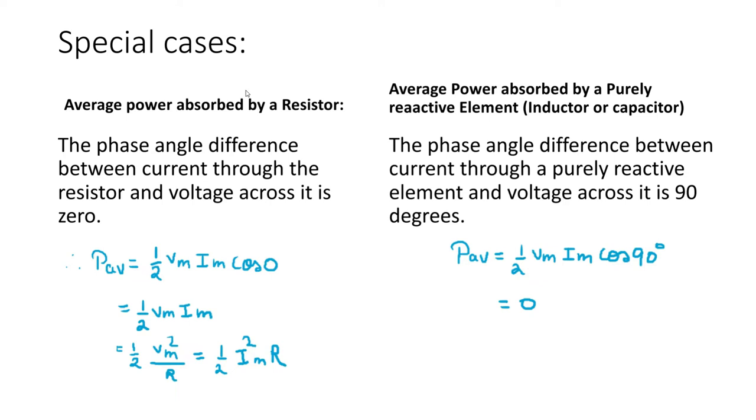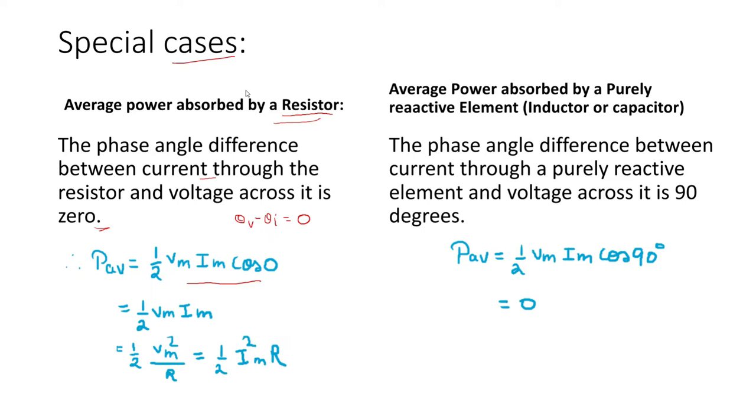Okay, so now we have two special cases here. First we will consider the impedance to be a resistor. In a resistor, the phase angle difference between the current and the voltage is 0. Therefore, we put theta v minus theta I equal to 0. Then we get this equation.